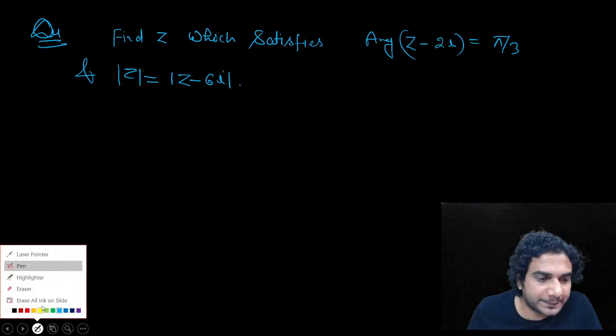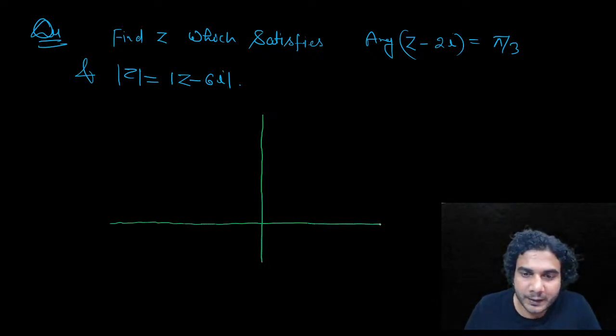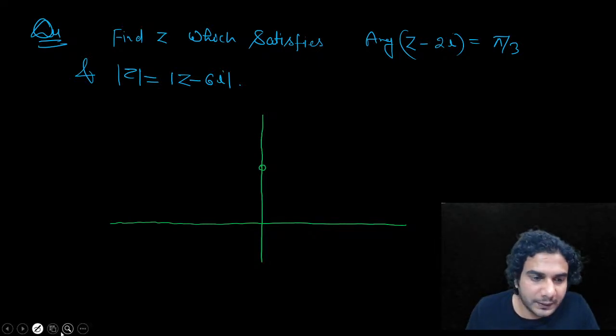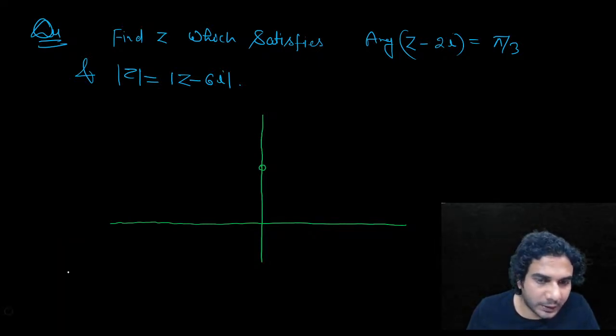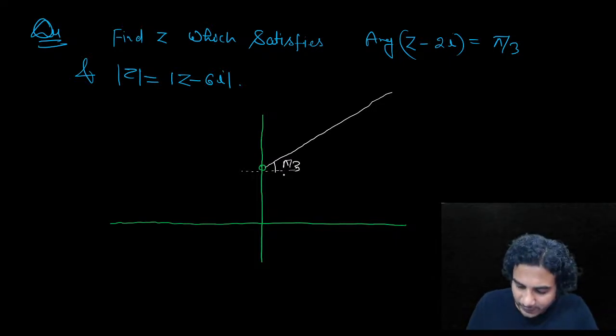Okay, so let's plot it. Your first locus is a ray emerging from 2 iota. So this is your 2 iota and it will be inclined at an angle of pi by 3. Let's plot it with white color. So this will be at an angle of pi by 3. So this is the locus, right? If required we can write the equation with pi by 3, or we can find it using geometry also.